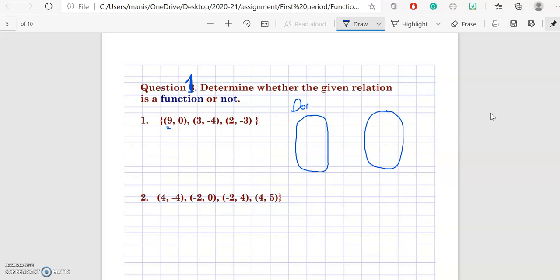So this is my domain. This is my range. So what are the x values I'm having over here? I'm having x values as 9, 3 and 2. And what are my y values over here? So y values are 0, -4 and -3. As you can see, 9 is paired with 0 and 3 is paired with -4 and 2 is paired with -3. As you can see, each and every x value or the domain is paired with a unique value in range. So what? It is a function. There you go.